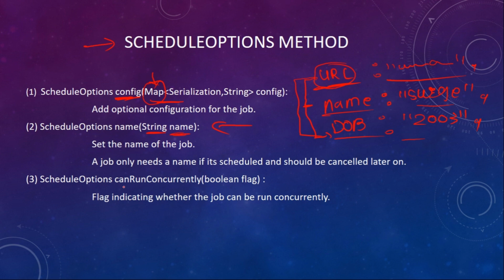And here we have can run concurrently. See, this name is important. Why? Because we know that we have one method that is unschedule, and this method accepts one parameter, that is the name parameter, the name of your job or name of your object or task, whatever it is. And at the last we have can run concurrently. Can run concurrently means it accepts true and false.